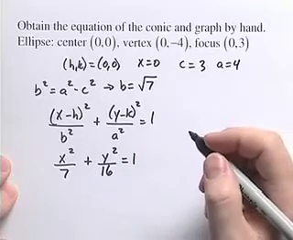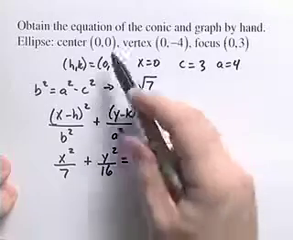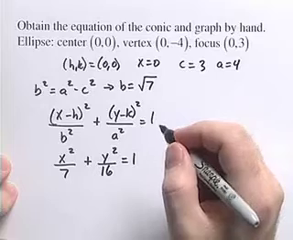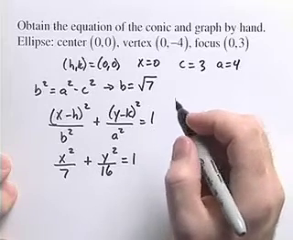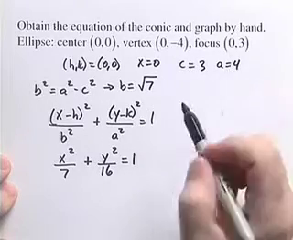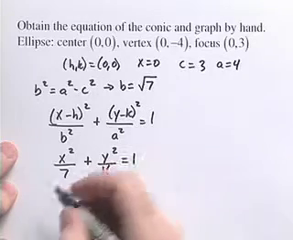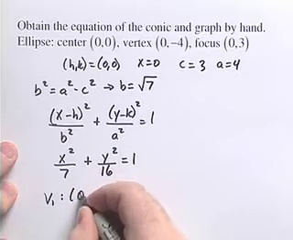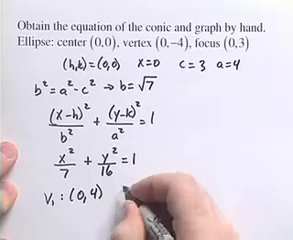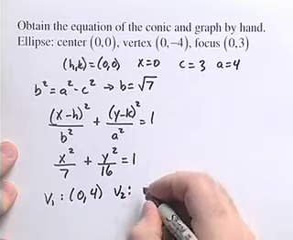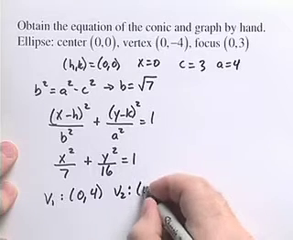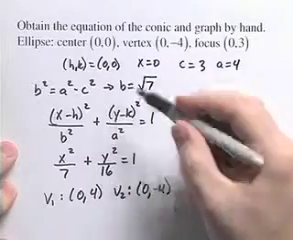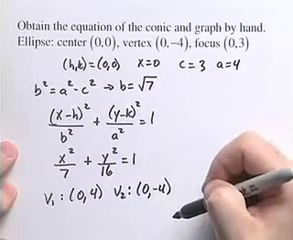To graph the equation, we're going to use the fact that our center is at (0, 0). The major axis is the y-axis, so the vertices are going to be a equal to 4 units above and below the center. Therefore, our first vertex is (0, 4), and our second vertex will be at the point (0, -4). Since the center is at (0, 0), we'll go up and down 4 units.